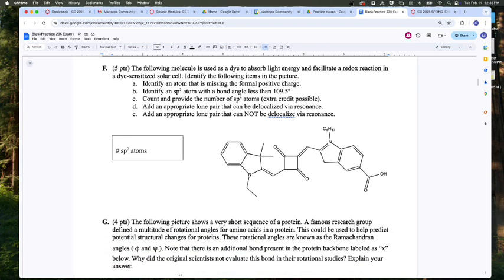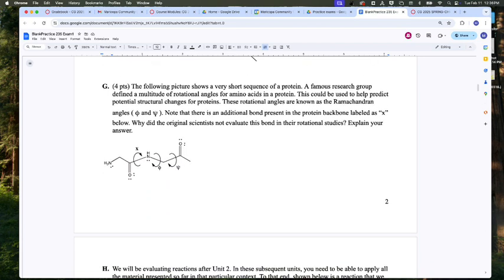Okay. This one's just identifying things, identifying atoms and all that kind of fun stuff. Is this something you want me to walk through and do? No? Okay, fine with that. Oh, this is my question. So maybe it's not on the exam. I love this question.